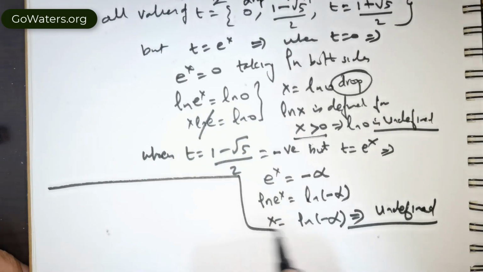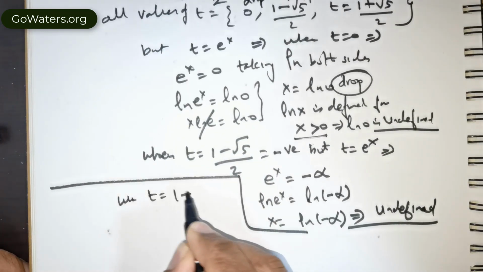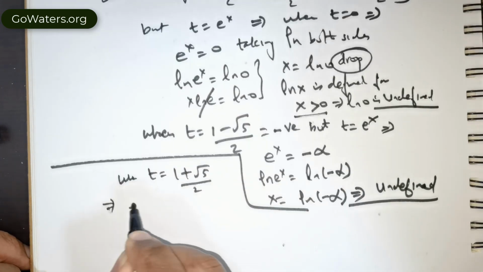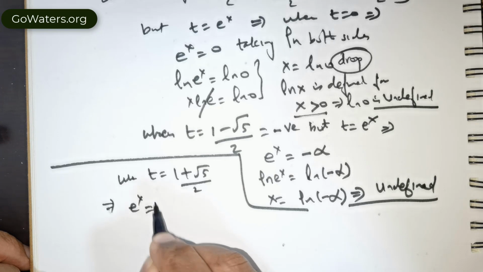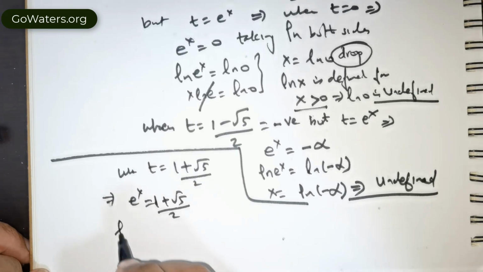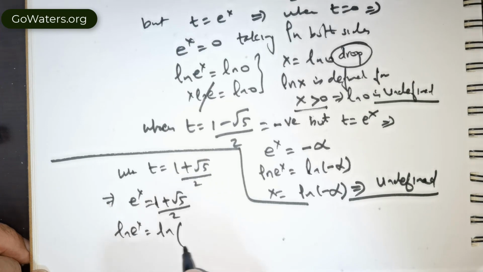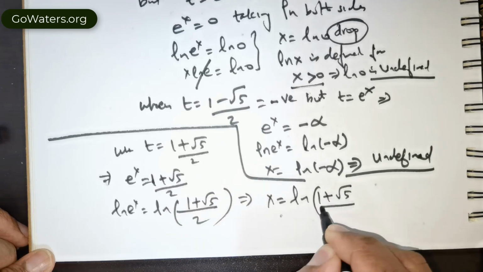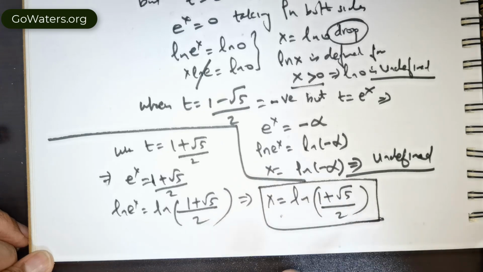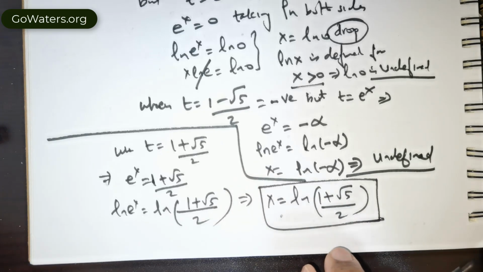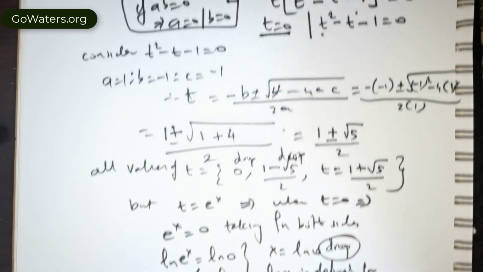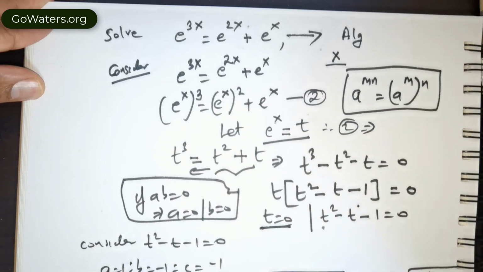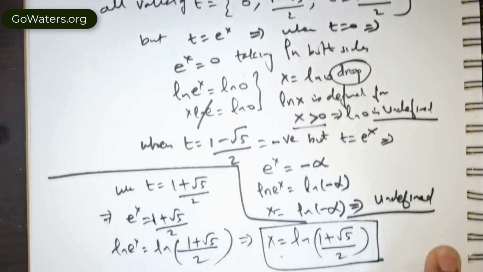So let me write that down. When t is equal to (1 plus root of 5) divided by 2, this would mean e raised to the power of x is equal to (1 plus root of 5) divided by 2. That means ln of e raised to the power of x is equal to ln of (1 plus root of 5) over 2, which would mean x is equal to ln of (1 plus root 5) over 2. So this is the value of x, which is the only possible solution for the given exponential system. So that completes our problem, and this is a good place for us to stop. Thank you.